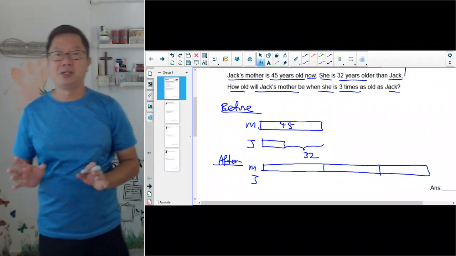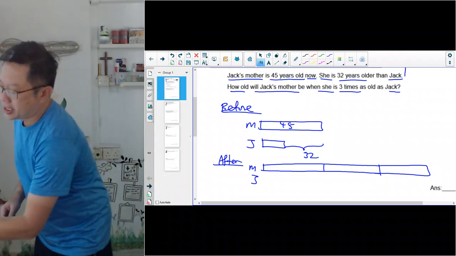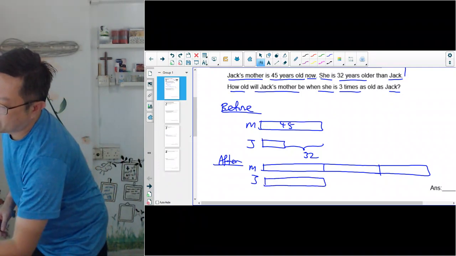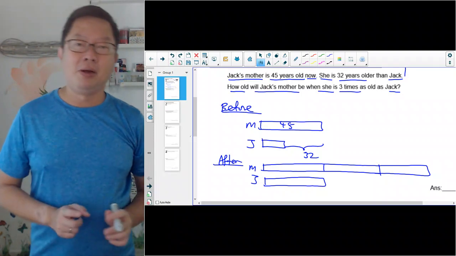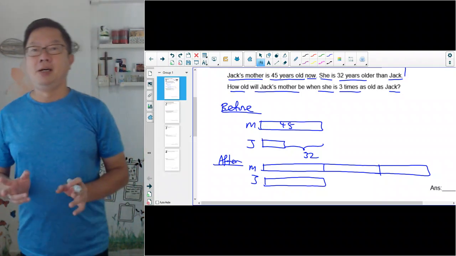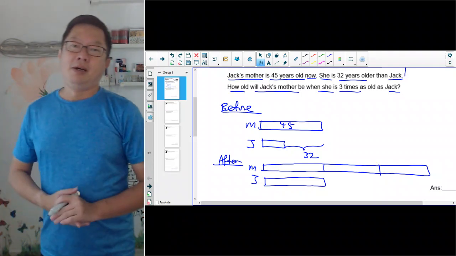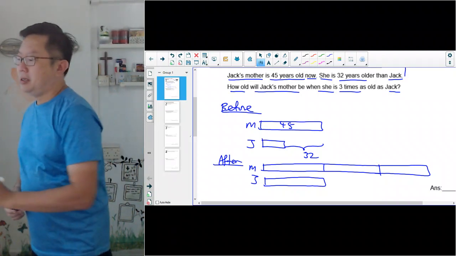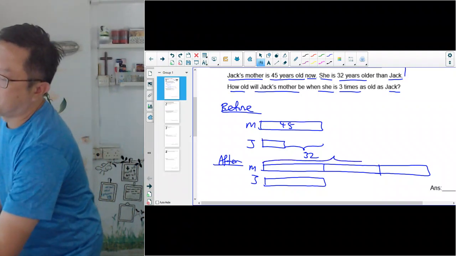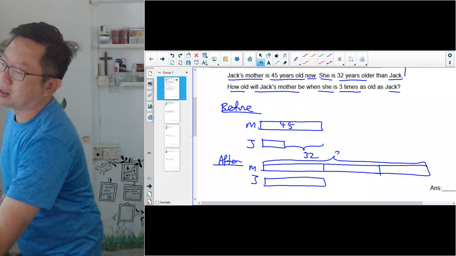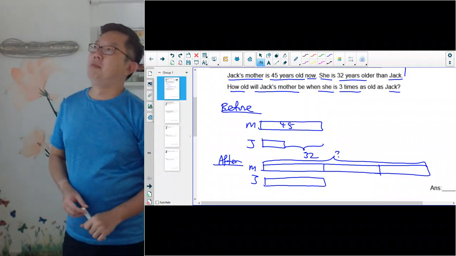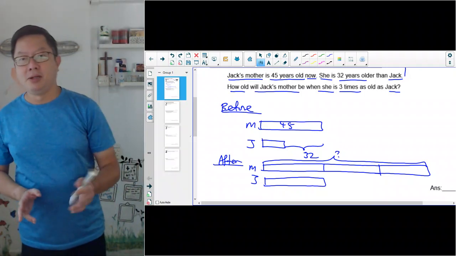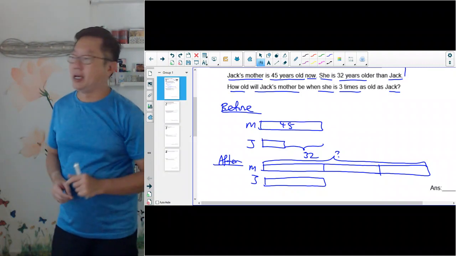So the mother is now 3 times as old as Jack. So Jack is going to be 1 time. Now you can see that in the after model, their rectangles have become longer. So how old will Jack's mother be when she's going to be 3 times as old as Jack? Your question mark is over here, and your model is done. Now you can use the model to solve the problem without even looking at the question.